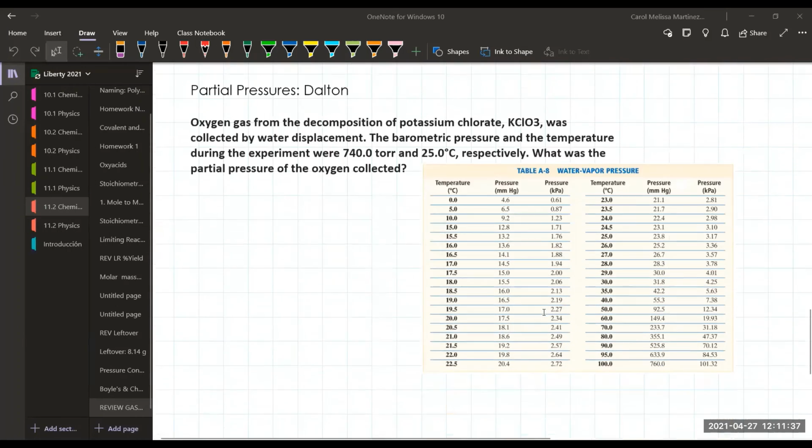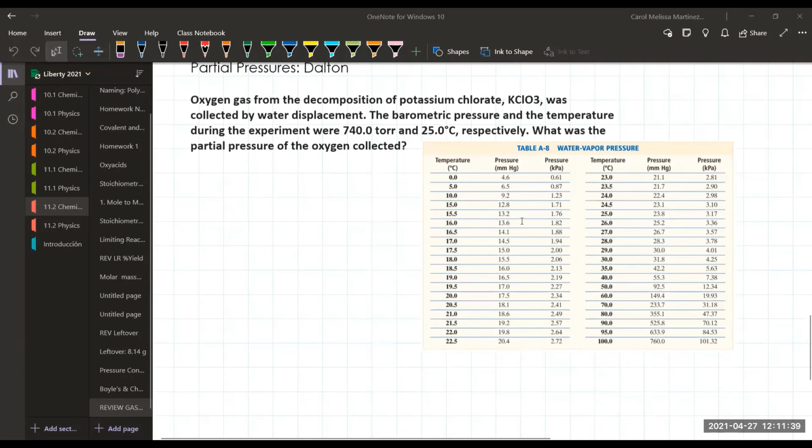And now in the last part, that is partial pressure for Dalton. I'm going to read this example, very simple, just for you to remember it. Oxygen gas from the decomposition of potassium chloride was collected by water displacement. The barometric pressure and the temperature during the experiment were 740 torr and 25 Celsius respectively. What was the partial pressure of the oxygen collected?